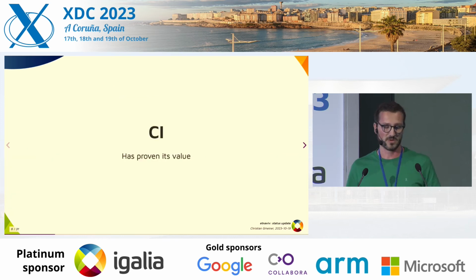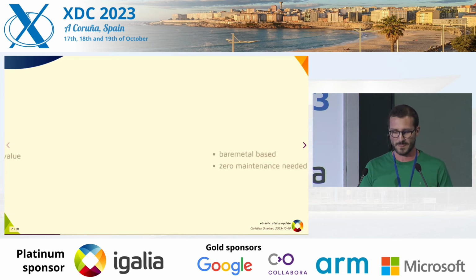The next topic I will cover quite quickly is CI. I'm a very big supporter of unit testing and continuous integration, as it makes the life of the developer much easier and helps to prevent regressions. If I need to describe the etnaviv CI at the moment, I would say it has proven its value. It forced other developers to take care of etnaviv and not break it.